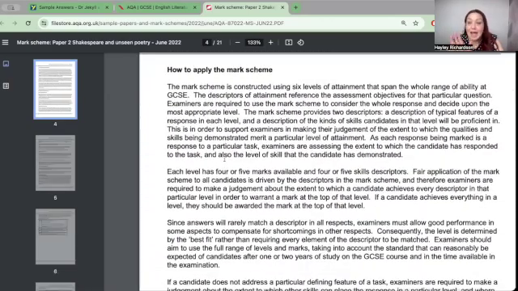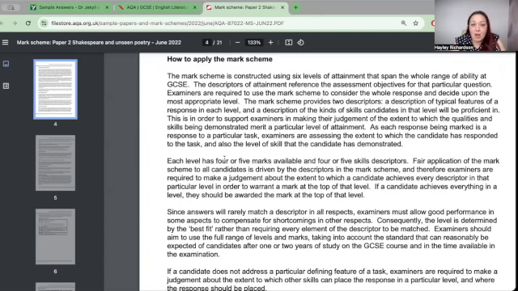Right, so how to apply the mark scheme. The mark scheme is constructed using 6 levels of attainment that span the whole range of ability at GCSE. The descriptors of attainment reference the assessment objectives, so what you're examined on for that particular question. Examiners are required to use the mark scheme to consider the whole response and decide upon the most appropriate level. The mark scheme provides 2 descriptors: a description of typical features of a response in each level, and a description of the kinds of skills candidates in that level will be proficient in. This is to support examiners in judging the extent to which the qualities and skills being demonstrated merit a particular level of attainment.